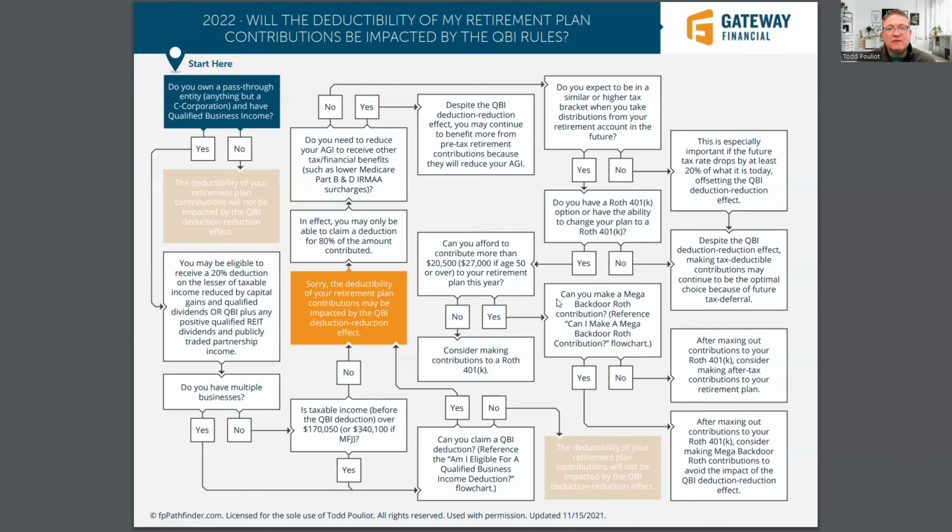If that's yes, can you make a backdoor or a mega backdoor Roth contribution? And again, another flow chart that we can reference for that. If not, consider making contributions to a Roth 401k. And again, over on the other side, if you do not have the options, despite the QBI deduction reduction effect, making tax deductible contributions may continue to be the optimal choice because of future tax deferral.